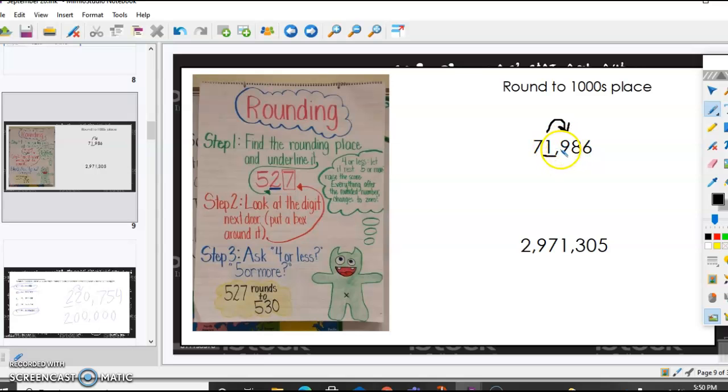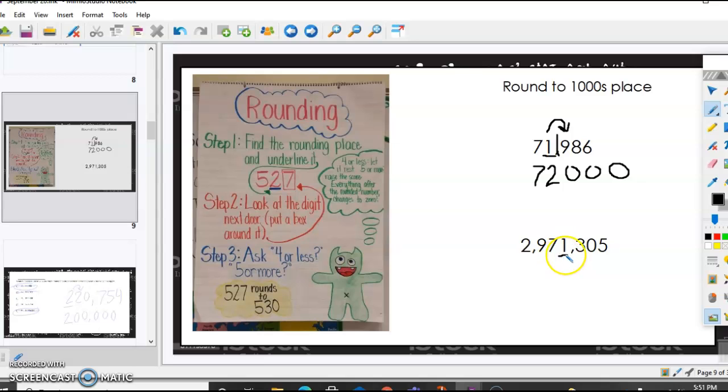Okay, so since this is a 9, that's a 5 or more. That means that the 1 is going to go up 1, which becomes a 2. So now instead of this being a 1, that 7's not going to change. Now I have 72. Okay, everything after my underlined digit, we're going to look to the right, put zeros in sight. So that means everything on this side becomes a 0. Okay, just like that. So 71,986 becomes 72,000.